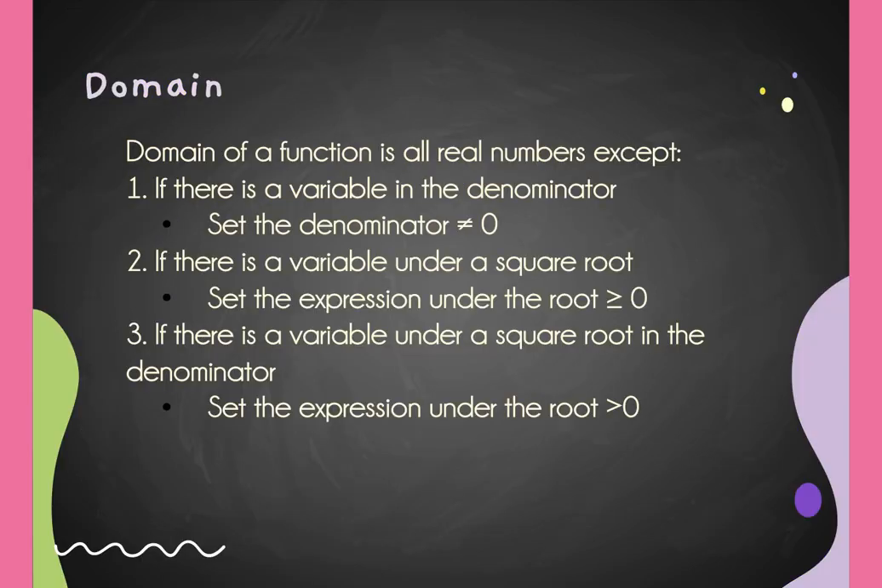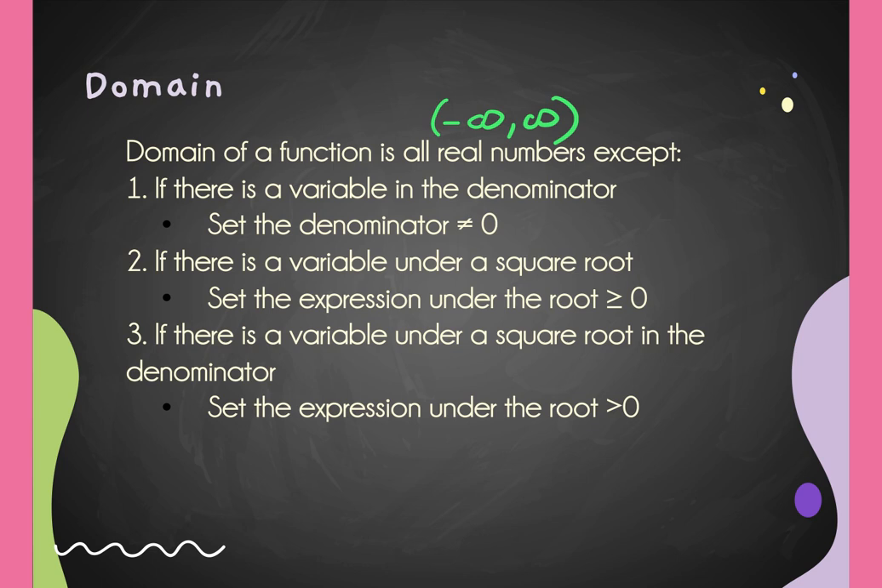All right, now we get into domain. Domain is all the values of x that your function can have. A restriction in domain on a graph looks like a hole, an asymptote, or a break in your graph. The domain of functions, the default is all real numbers, and we're going to write this in interval notation. All real numbers would look like negative infinity to positive infinity, except for 3 cases.